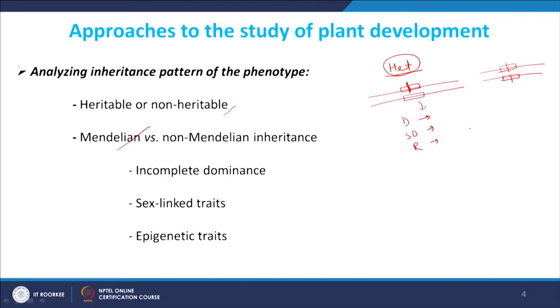What would be those ratio? We will see to the next one. But another possibility is that it does not follow the Mendelian pattern of inheritance. What is the pattern of inheritance?